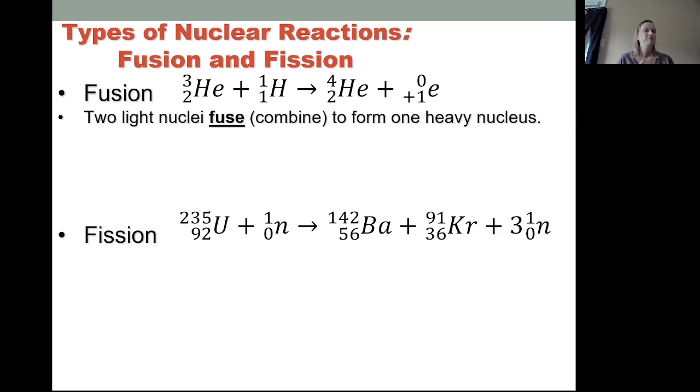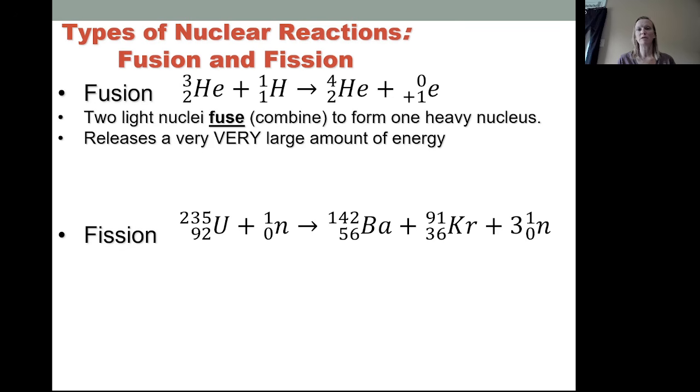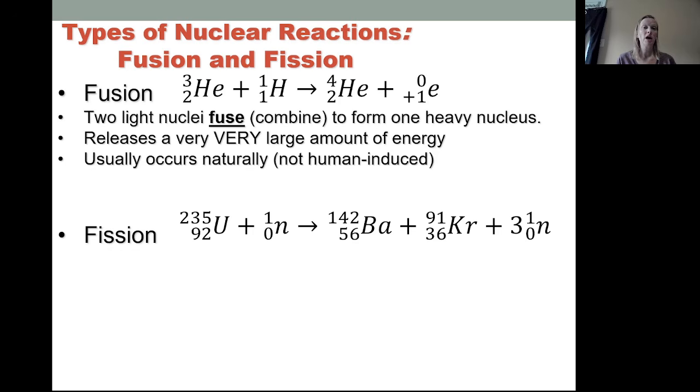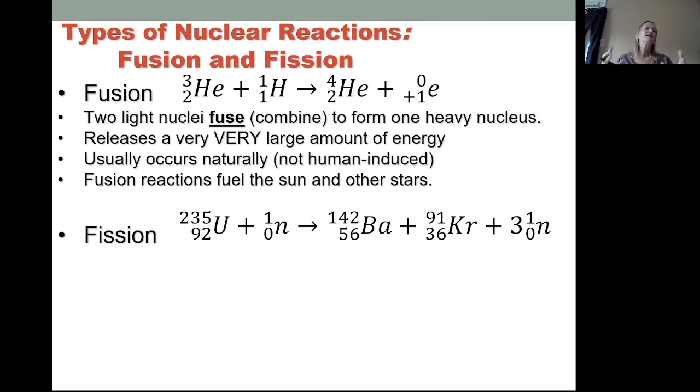So I did just say that. Fusion is when two light nuclei fuse together. This is an extremely high energy nuclear reaction. And this type of nuclear reaction does occur naturally, not typically human-induced, because this is the nuclear reaction that occurs in the sun and in other stars. So all of that energy that the sun releases is a result of fusion reactions inside the sun.